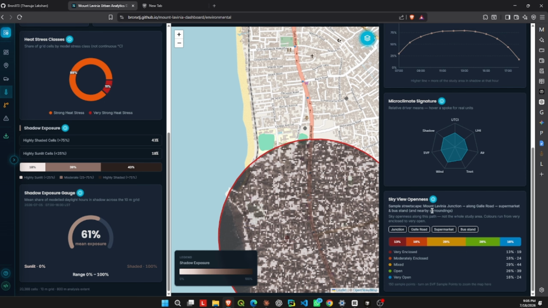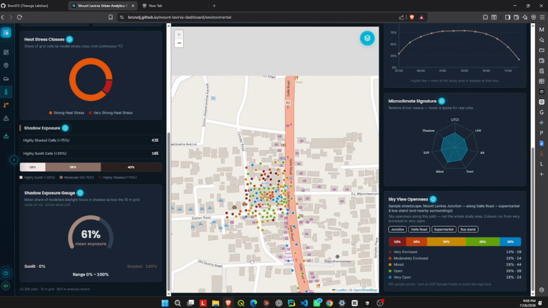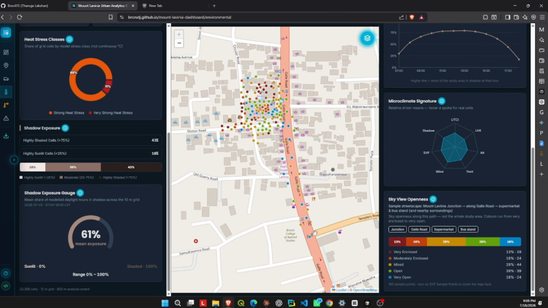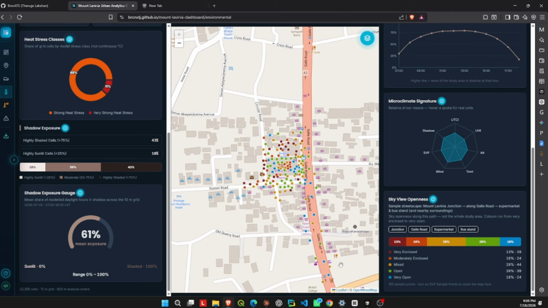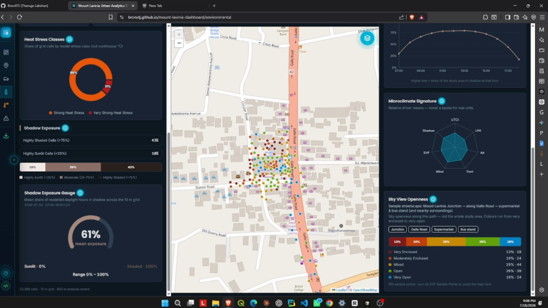And then sky view openness actually. If we toggle on the SVF sample points, here you can see we took samples from the Mount Lavinia junction along the Galle Road and the Mount Lavinia market area, as well as another high-rise building, and the bus stand and the post office area, right?